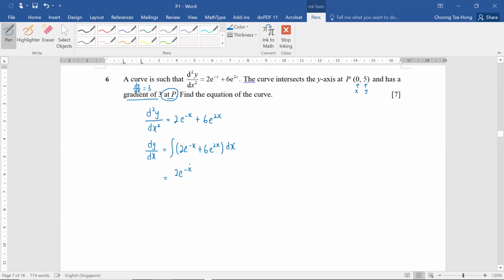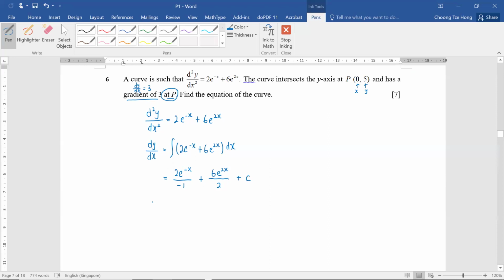So this power is negative x. When you differentiate, you will get negative 1, and then since we are integrating, we will divide by negative 1. The same thing for the second exponential function here: it remains the same, you differentiate the 2x on top, you'll get a 2, and you divide by 2 here, and then you get your plus c.